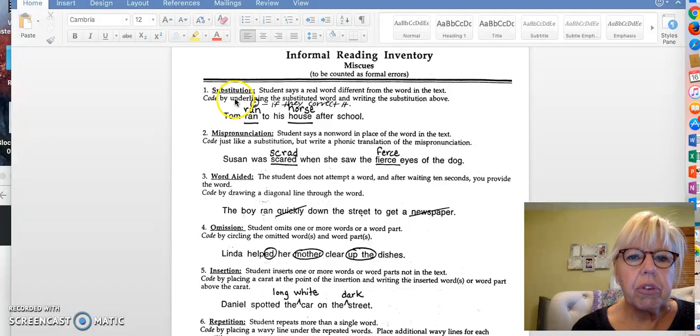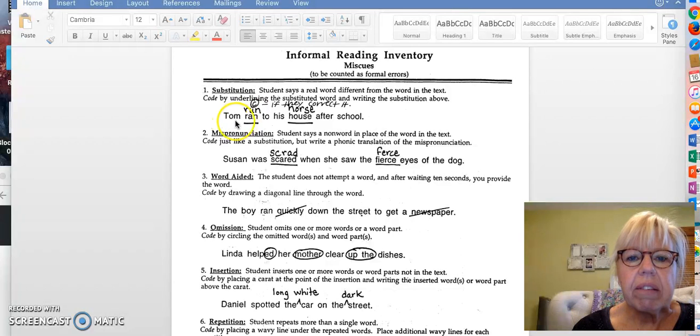So we have the substitutions, and one of the things I really want to make very clear is that a substitution is different from a mispronunciation in the fact that a substitution is a real word, whereas a mispronunciation is exactly what it says. It's a mispronunciation. So when you are coding these, both of them, you code the same way. You're going to underline the word in the text and then write above it what the student actually said.